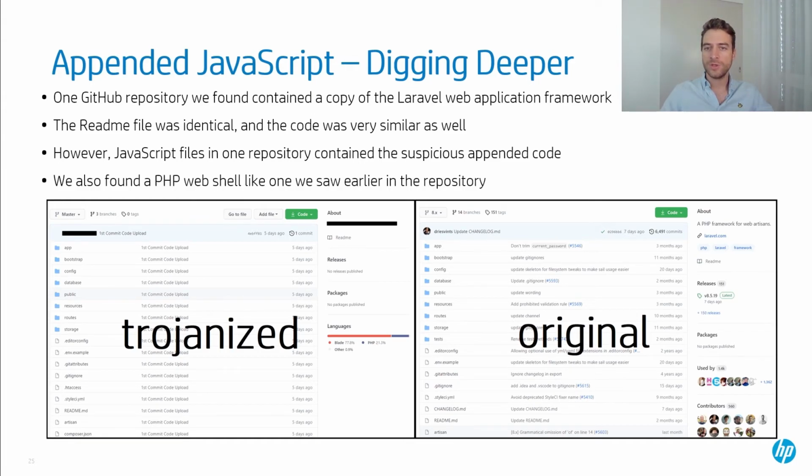Digging deeper, we could even find a PHP web shell, like the one we saw earlier. Containing suspicious JavaScript and a PHP web shell makes this repository look like a Trojanized version of the web application framework.